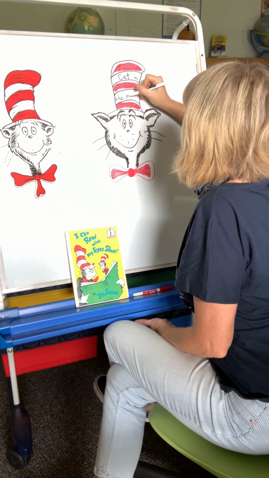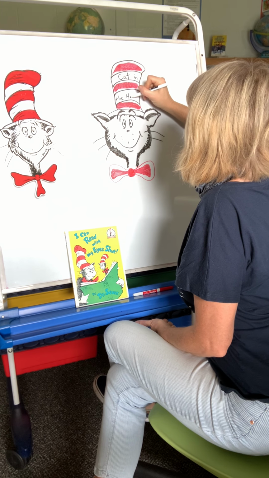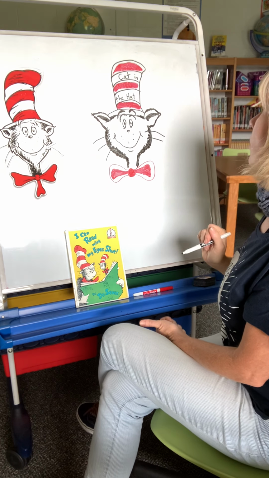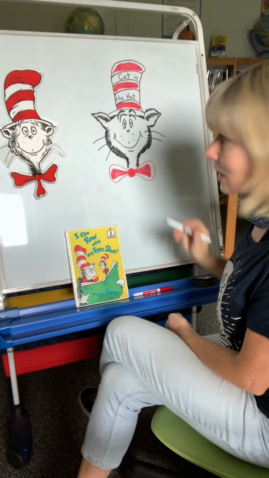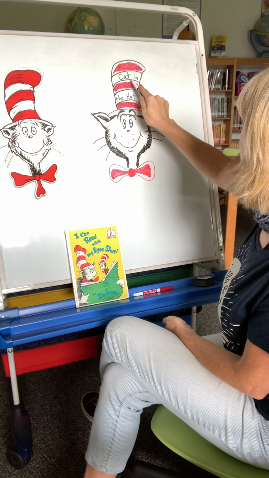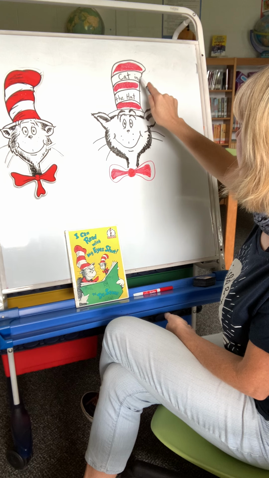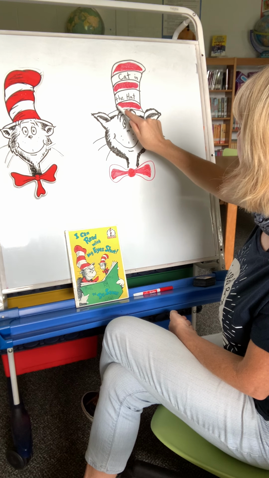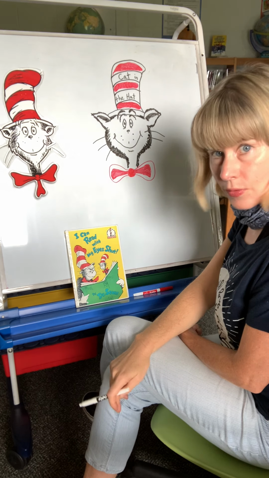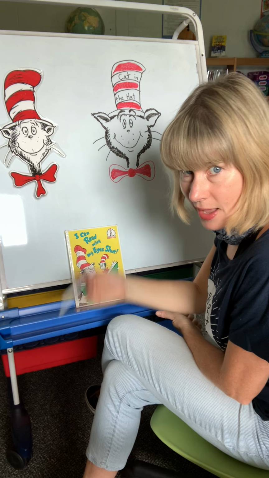So maybe I could have put the word cat a little further over there so that I had more space, but I think you get the idea. So I can put Cat in the Hat. C-A-T, first word, I-N, second, the, T-H-E, and then hat. So we've got the Cat in the Hat on the Cat in the Hat.